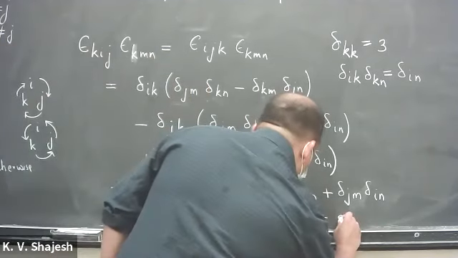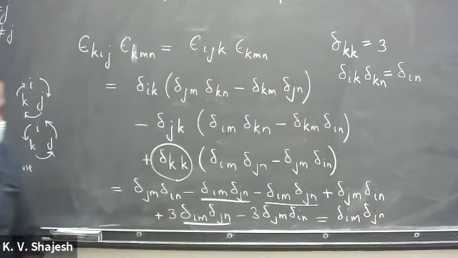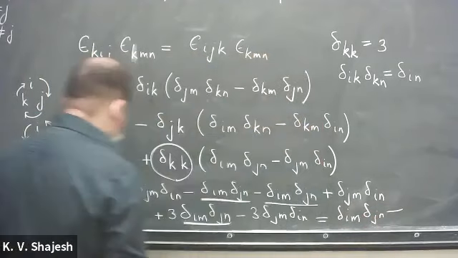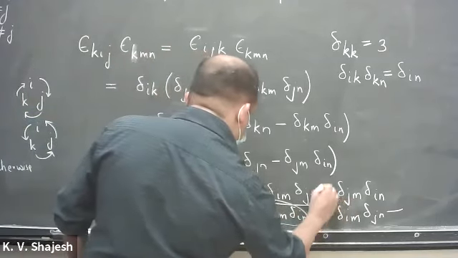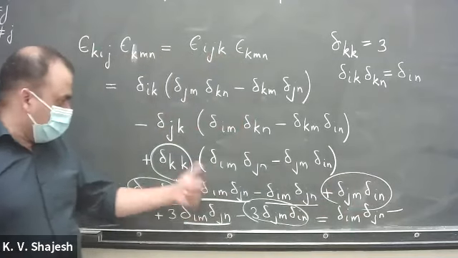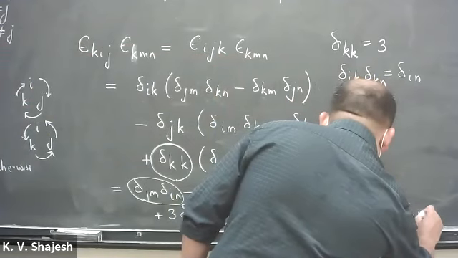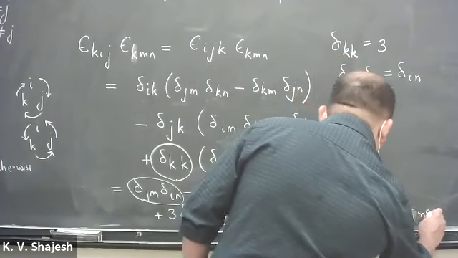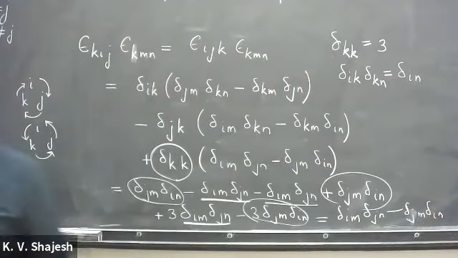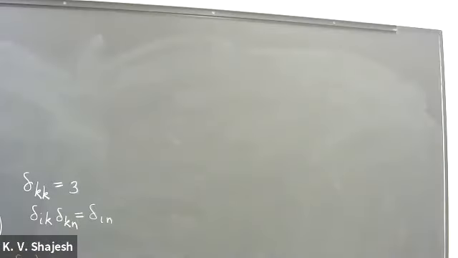So this is delta IM, delta JN, and minus of the rest of them is another same kind. But this time it is minus 3 plus 1 plus 1. So it's minus of delta JM, delta IN. So dear, this is a very useful identity. You will see it often enough that you get to memorize this itself.